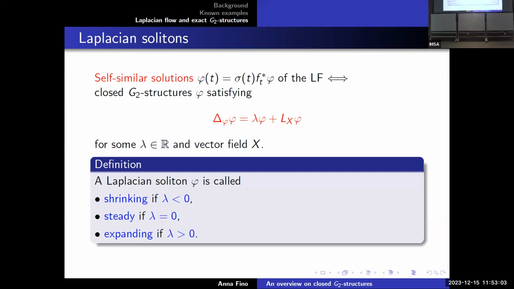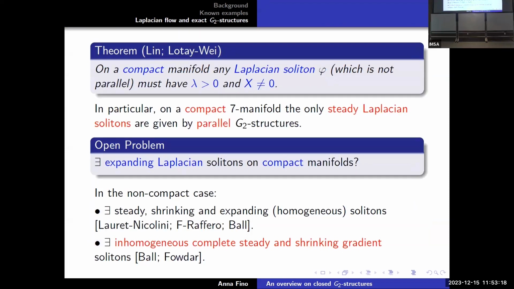If lambda is negative, you have a shrinking soliton; lambda zero is steady; and lambda positive is expanding. But we have a completely different picture from Ricci flow, because we have a restriction. This was proved independently by Lee and Lotay on compact manifolds: a Laplacian soliton which is not steady must have lambda positive.